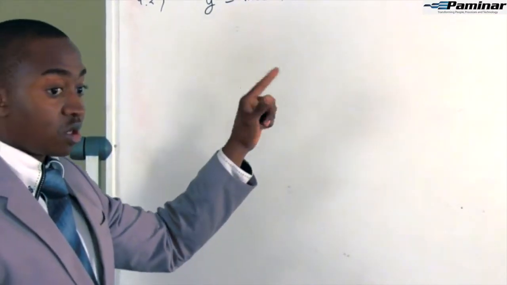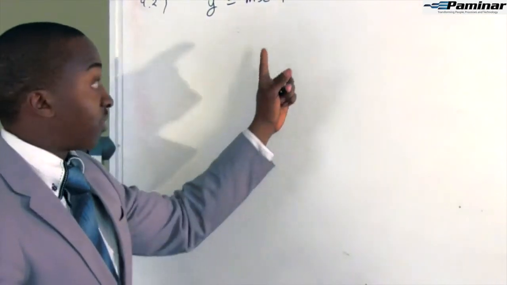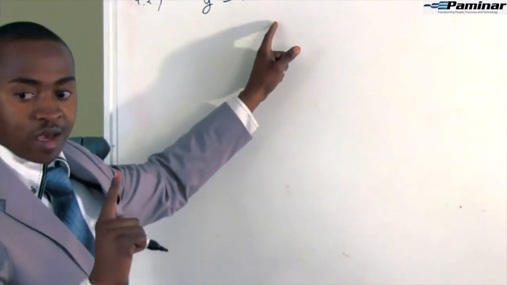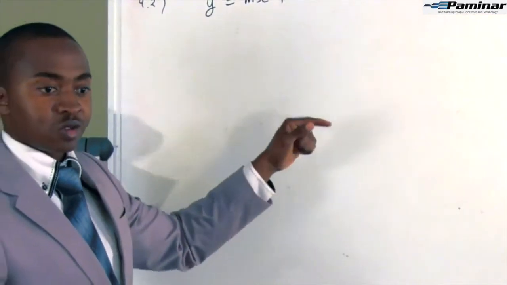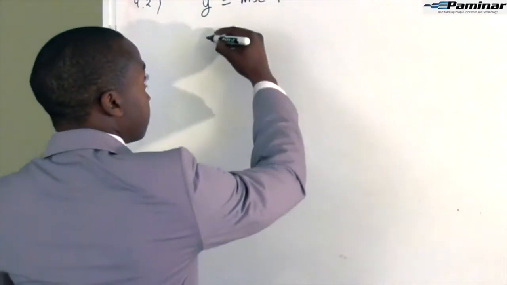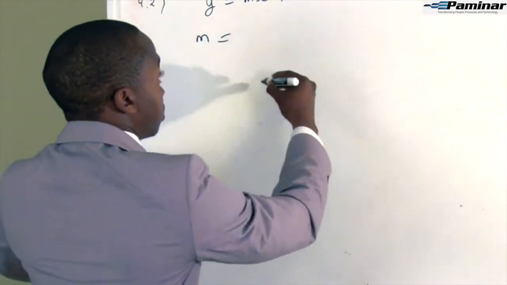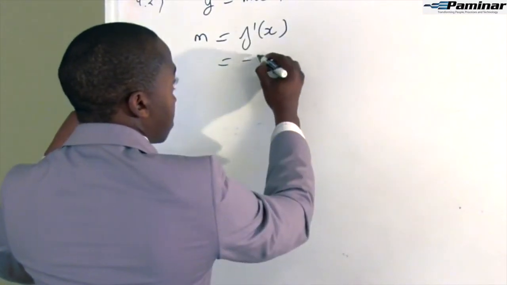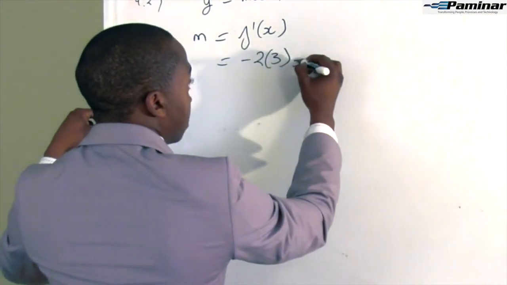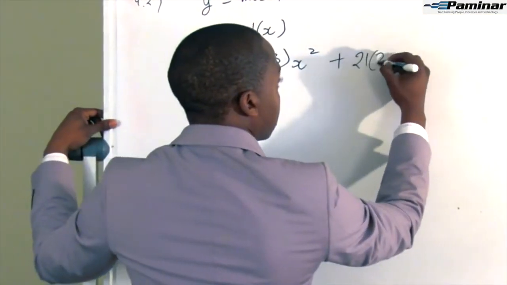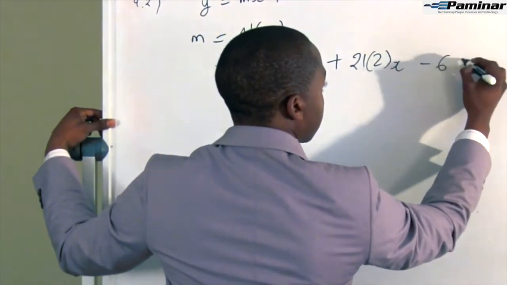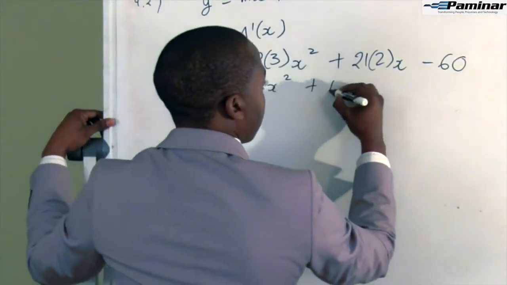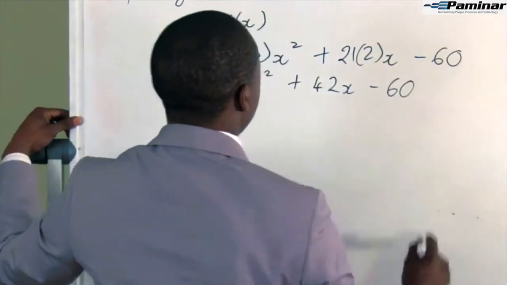So we're trying to find m for the tangent. And using the theory we know behind calculus, you find the first derivative. And at which point are they talking about? At point x is equal to 1. So at x is equal to 1, we find out the value of the gradient. So m, the gradient, should equal the derivative of the equation, which becomes minus 2 times 3x squared plus 21 times 2x minus 60. And ultimately this is minus 6x squared plus 42x minus 60.